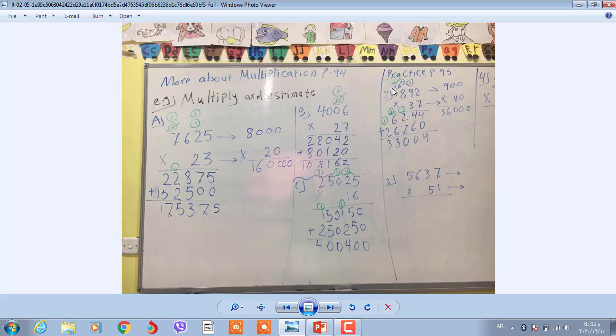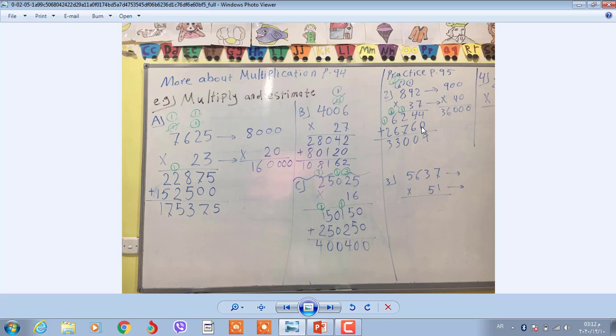In question 2 we have 892 multiplied by 37. 7 multiply 2 equals 14. Write down 4 and 1 up. 7 multiply 9 equals 63, plus 1 because we have 1 up, equals 64. Write down 4 and 6 up. 7 multiply 8 equals 56. 56 plus 6 equals 62. We write down 62. And now we are going to solve multiply with tens place.